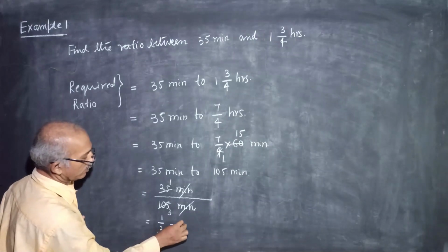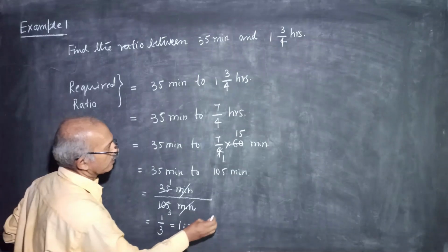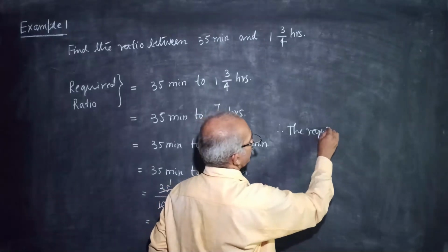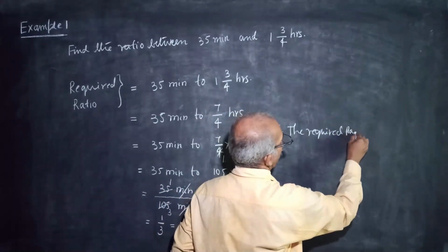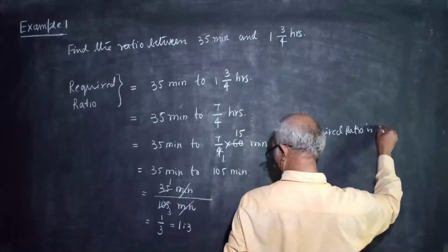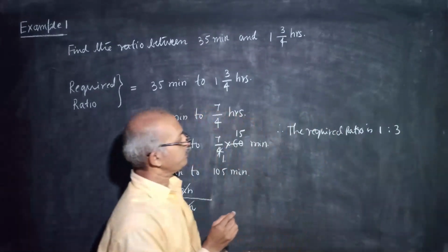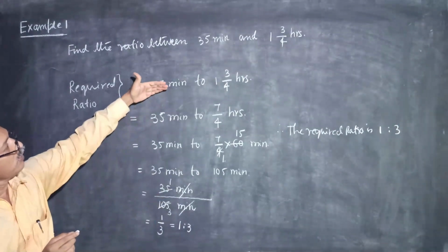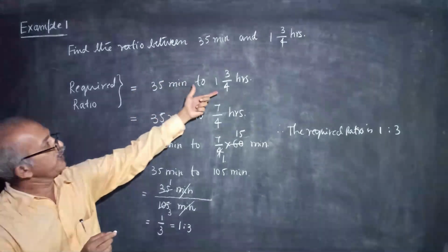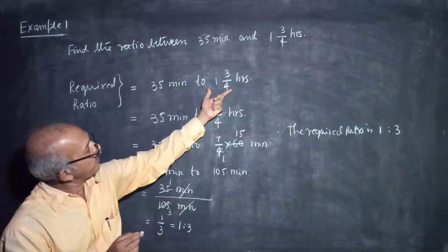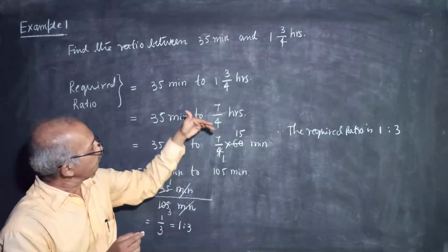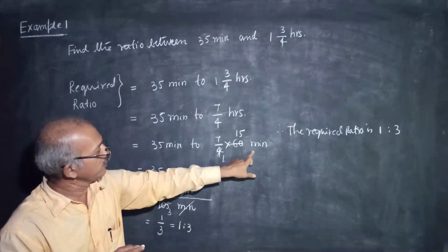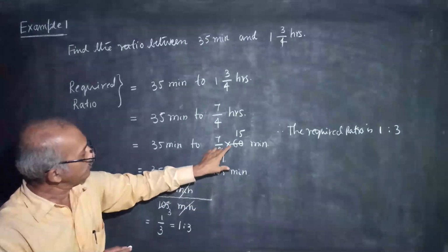So 1 is to 3. Therefore, the required ratio is 1 is to 3. Now, in this problem, from the first step to the second step, we have converted the mixed fraction to an improper fraction. From the second step to the third step, we have written 1 hour is equal to 60 minutes. This step to this step, we have simplified.